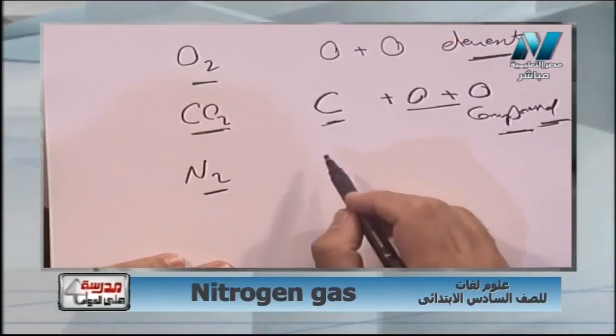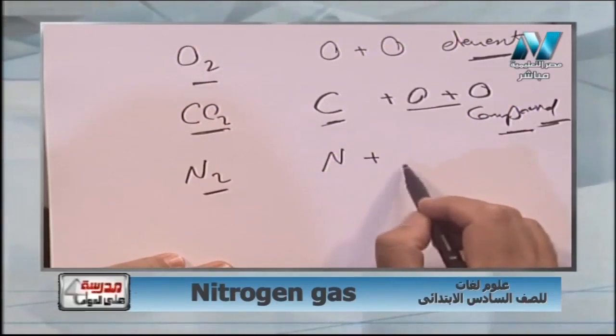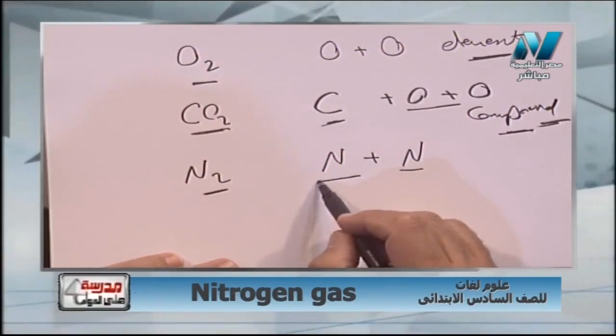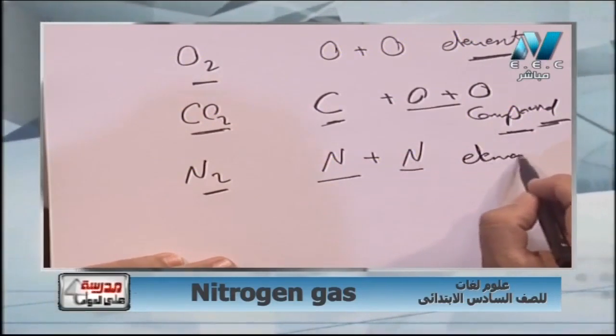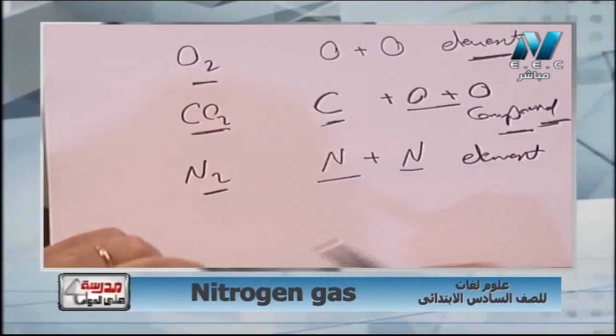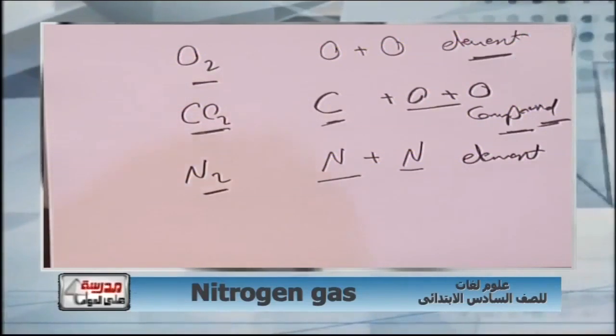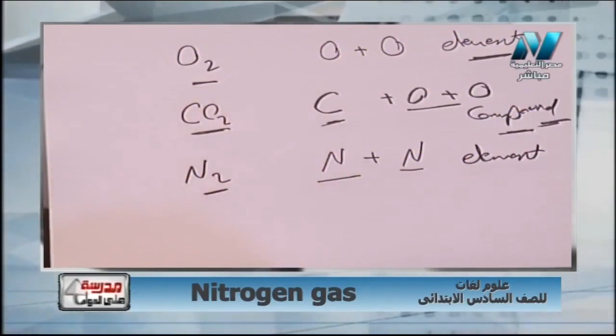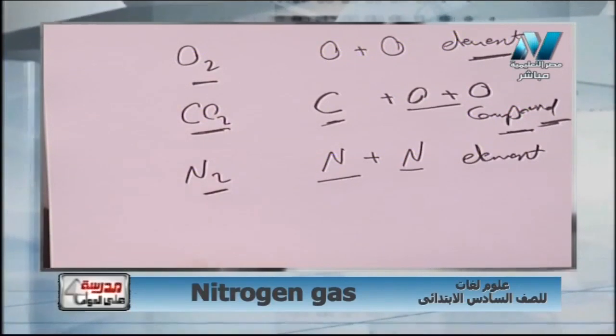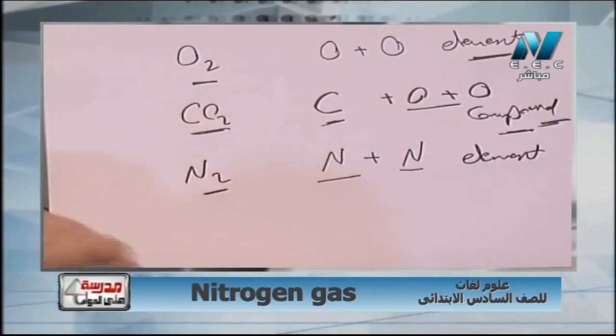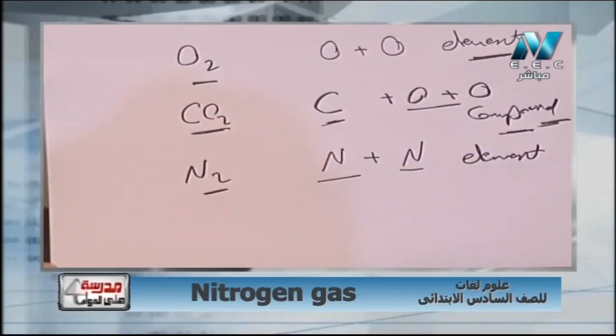Nitrogen N2 has 2 atoms of nitrogen. They are similar, so we call this an element. So again, the main difference between element and compound is that an element consists of similar atoms, but a compound consists of different atoms. So again, nitrogen today is considered as an element.